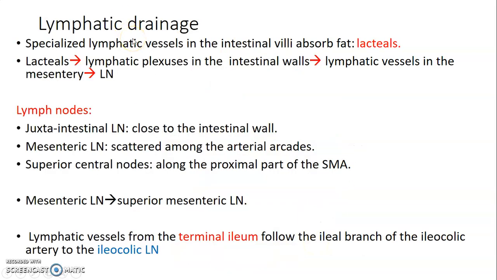What is the lymphatic drainage of the jejunum and ileum? They have specialized lymphatic vessels within the villi of the intestines. The villi absorb fat, and these vessels that absorb fat are called the lacteals.